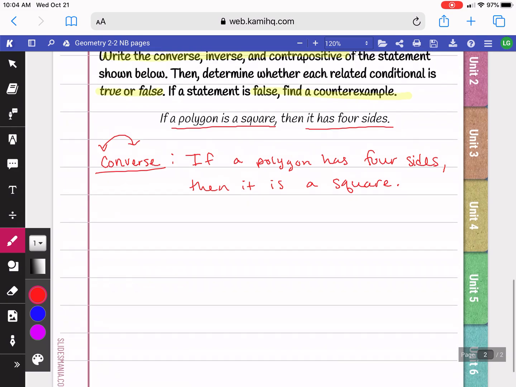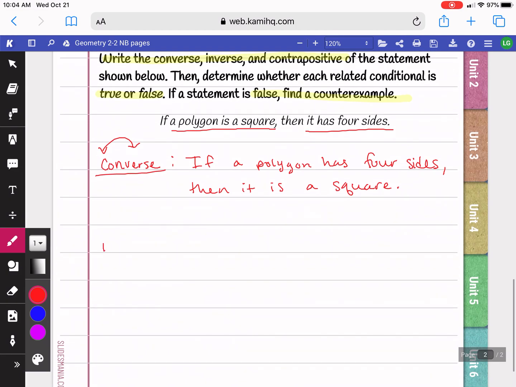Next, we're going to write the inverse statement. The inverse is where you leave it in the same order, but you negate or you use the word not. So instead of saying if a polygon is a square, we're going to say if a polygon is not a square. Instead of saying then it has four sides, we will say then it does not have four sides.